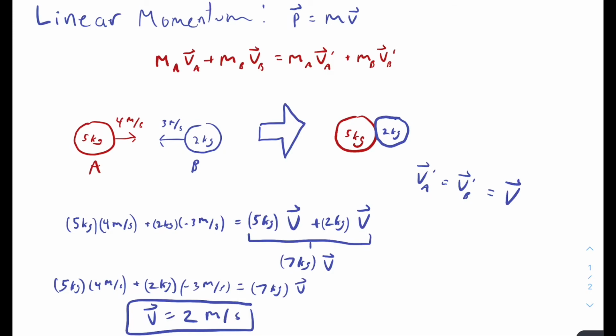You might encounter other problems where the objects don't stick together after colliding, but instead move in opposite directions. In that case, one of the final velocities will be given, and you'll be asked to find the other one. In any case, you'll be able to use this same formula since momentum is always conserved.